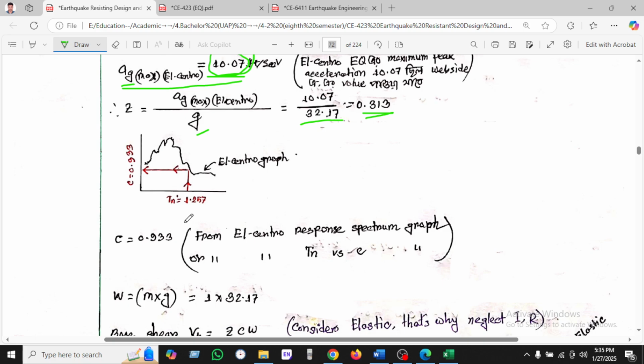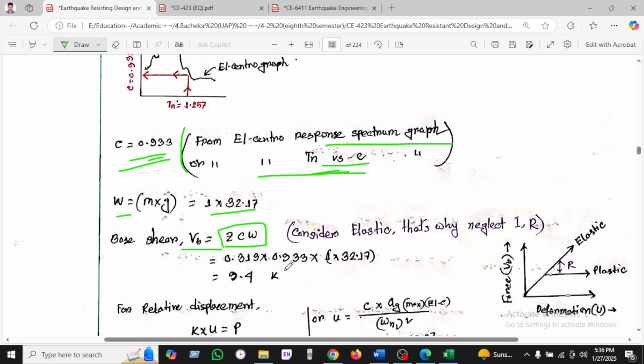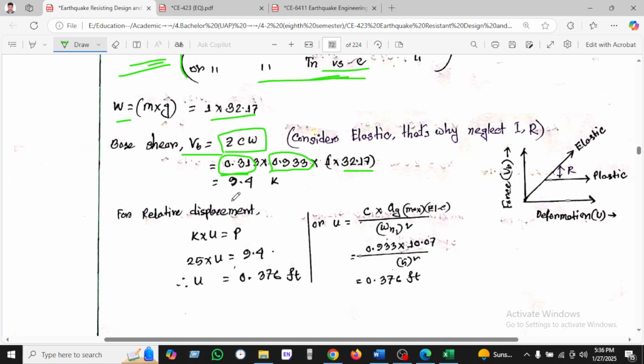The 0.93 is taken from the El Centro response spectrum graph, the T versus C graph. If we take the T versus C graph, we will find 0.93. W is found, and the base shear equals Z I C into W. The C value and Z value will change, and W remains the same, and we found 9.4. The relative displacement, using P equal to K U, is found as 0.37. Or if we use C into a g max by g into W over omega squared for a quick calculation, we can find 0.37.